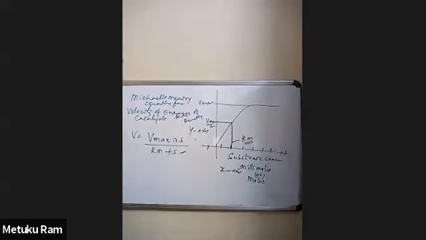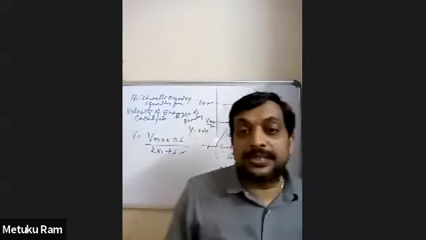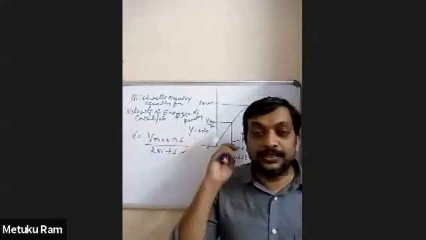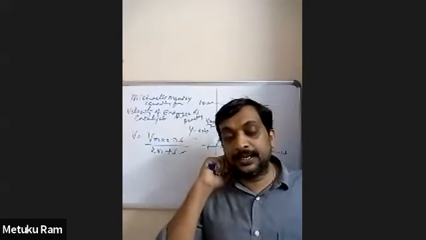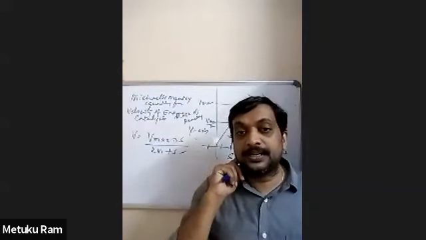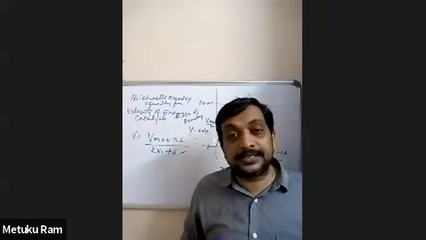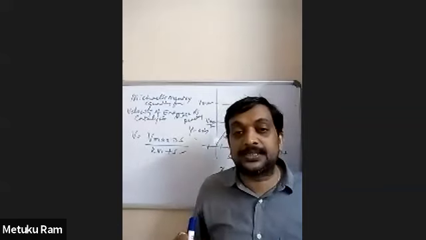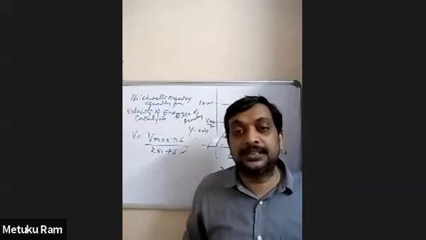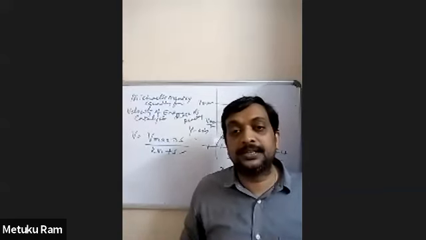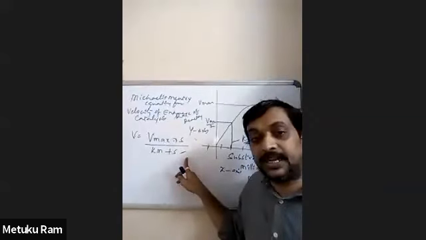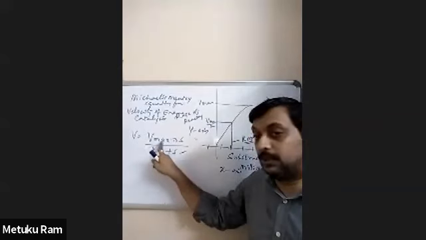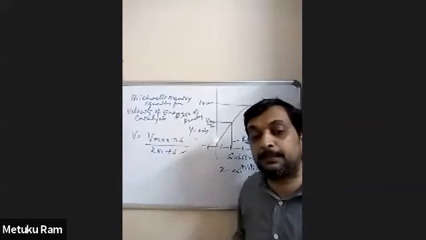Just as you have seen V square minus U square is equal to 2AS, V plus U is equal to AT, S is equal to UT plus half AT square, in the same manner Michaelis-Menten has given an equation for the velocity of enzyme substrate reactions. What is that? V is equal to Vmax into S by Km plus S.